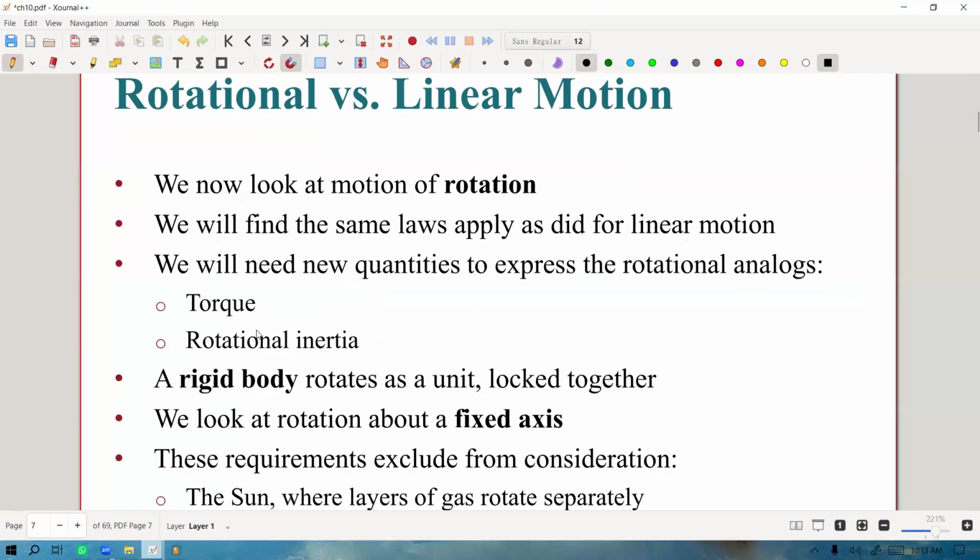Here is the difference between rotational and linear motion. We now look at the motion of rotation. We will find that the same laws apply as for linear motion, and we will need new quantities to express the rotational analogs. The first is torque, which later we will symbolize by tau. And then rotational inertia, which we usually denote as I.